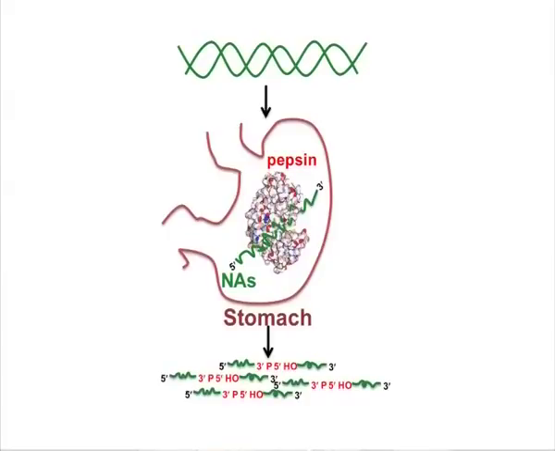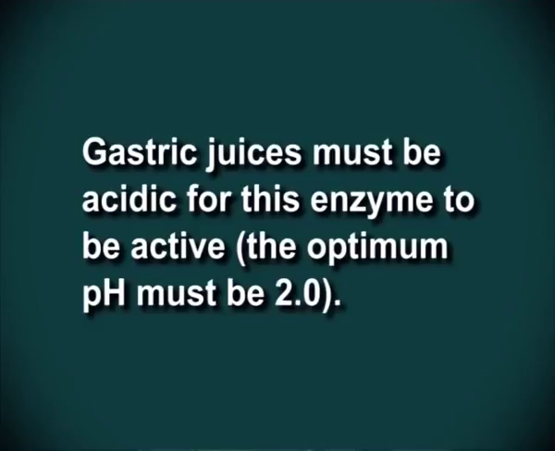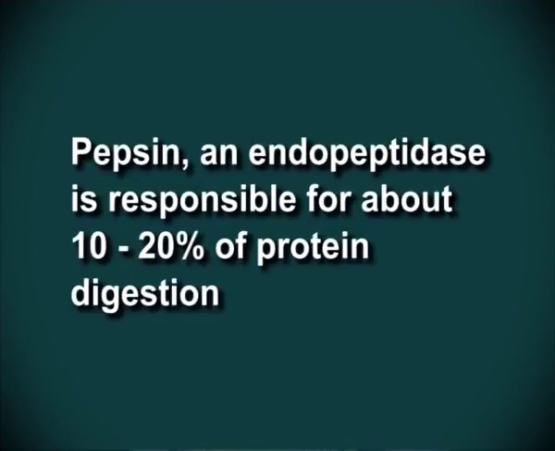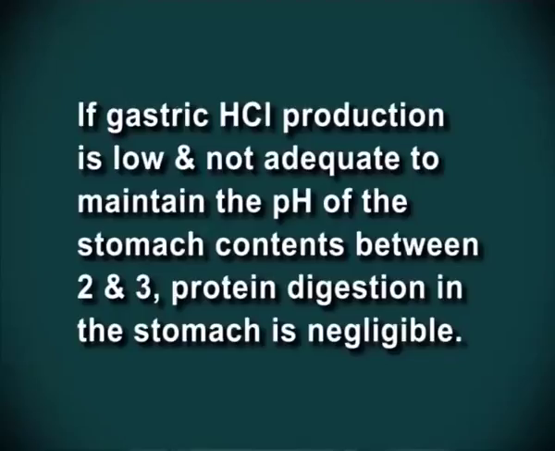Glands in the stomach lining produce the proenzyme pepsinogen, the inactive precursor of the enzyme pepsin. When pepsinogen comes in contact with HCl, it is converted to the active enzyme pepsin. Gastric juices must be acidic for these enzymes to be active. The optimum pH must be 2. Pepsin, an endopeptidase, is responsible for about 10 to 20% of protein digestion. Since food remains in the stomach for a limited time, pepsin hydrolyzes dietary proteins mainly into a mixture of polypeptides. If gastric HCl production is low and not adequate to maintain the pH of the stomach contents between 2 and 3, protein digestion in the stomach is negligible.